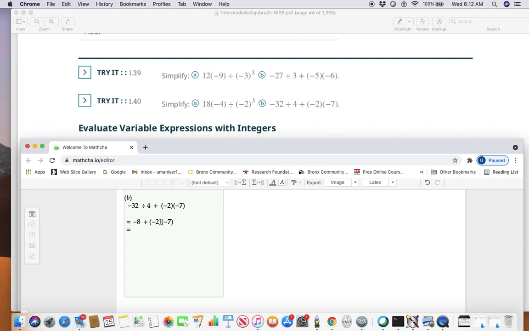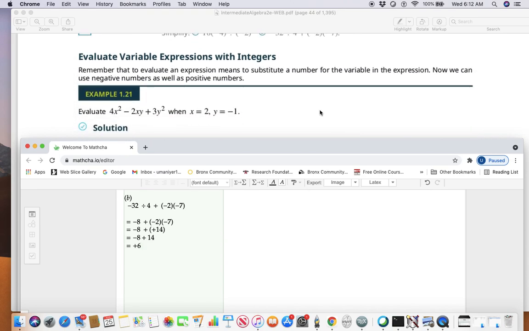Now, multiplication takes precedence over addition. So first multiply. Negative times negative is a positive. 2 times 7 is a 14. Plus plus is simply plus. Notice there are more positives than negatives, so it's going to be positive. How many more? 6 more. All right. So that completes this simplification. We'll continue in our next video.